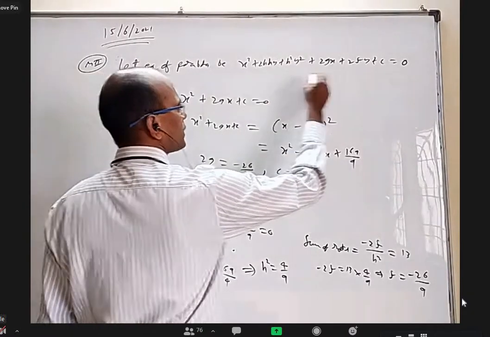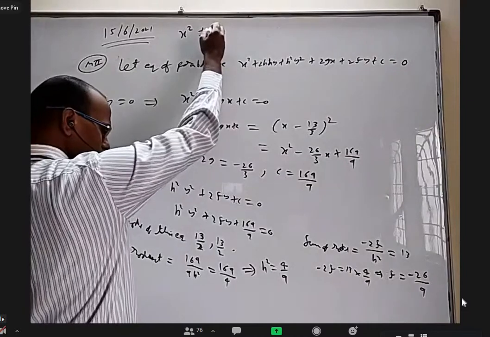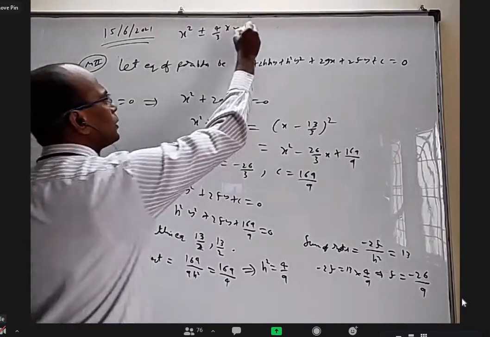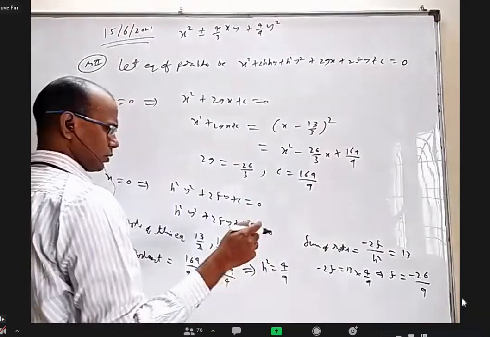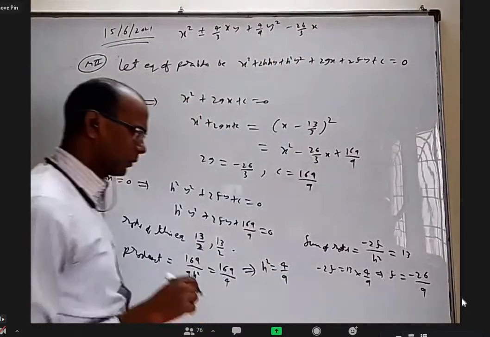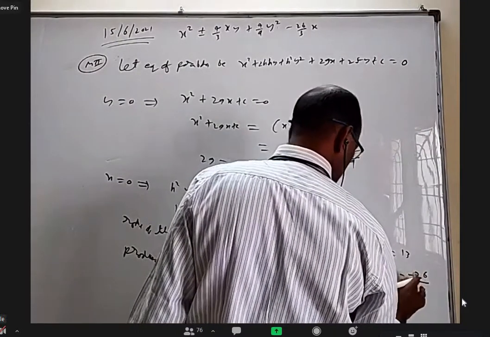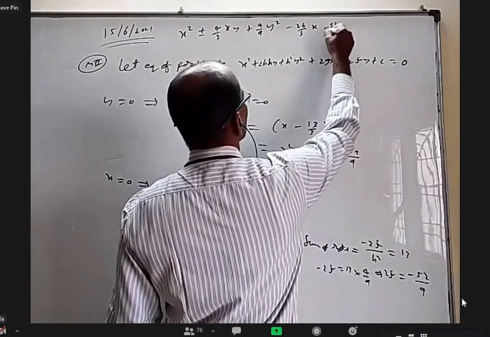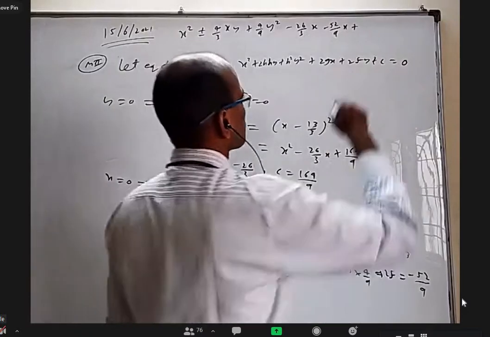So I will get finally, I'm getting here, x square plus or minus 4 by 3 xy plus 4 by 9 y square, 2g is minus 26 by 3 x. And 2f, let it be like this, 2f is minus 52 by 9 y, plus c. c is 169 by 9 equal to 0.